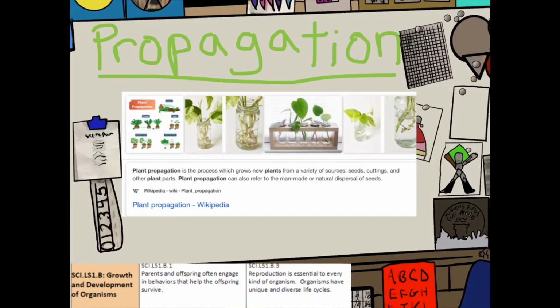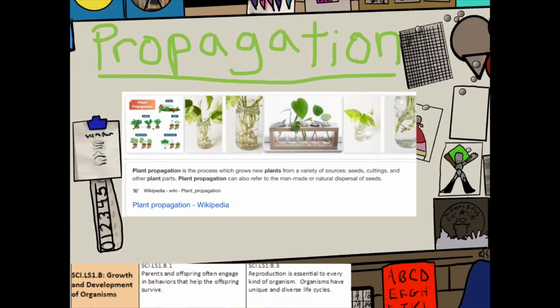And in today's lesson, we will be learning about propagation. Can you please say propagation? Okay. We're going to be doing an experiment also, so you're going to like this. Propagation is the process which grows new plants from a variety of sources, which could be seeds, cuttings, and other plant parts. Plant propagation can also refer to the man-made or natural dispersal of seeds.